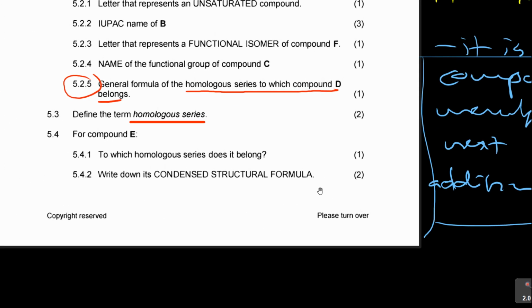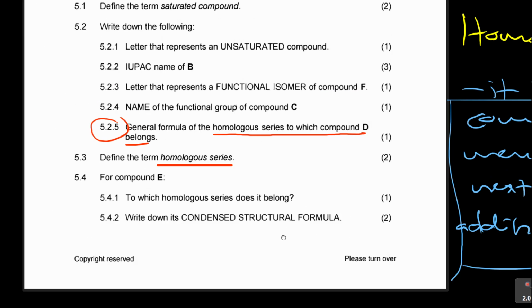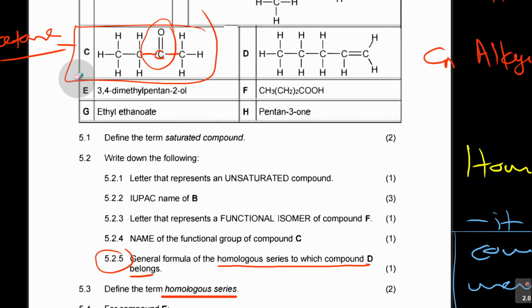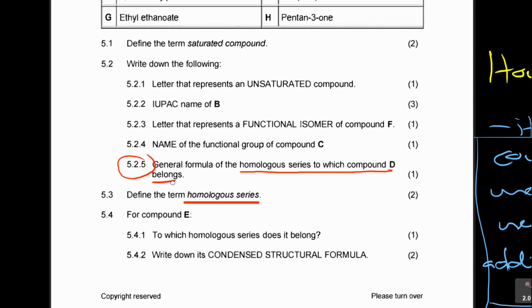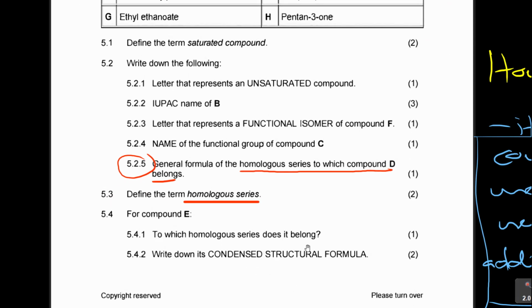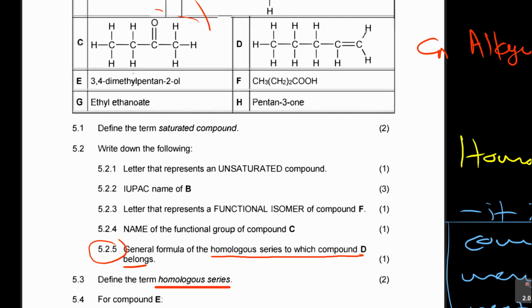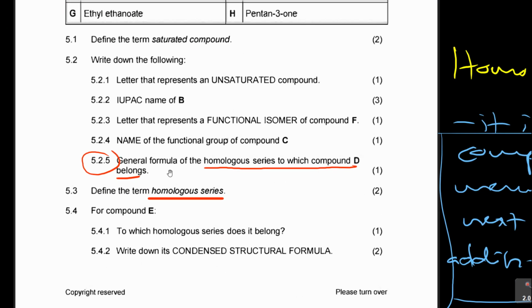And then what is the next one? Let's look at compound E, 3,4-dimethylpentan-2-ol. What do they say? To which homologous series does it belong? This is an alcohol, pentanol. So it's an alcohol. And then from there, write down its condensed structural formula.